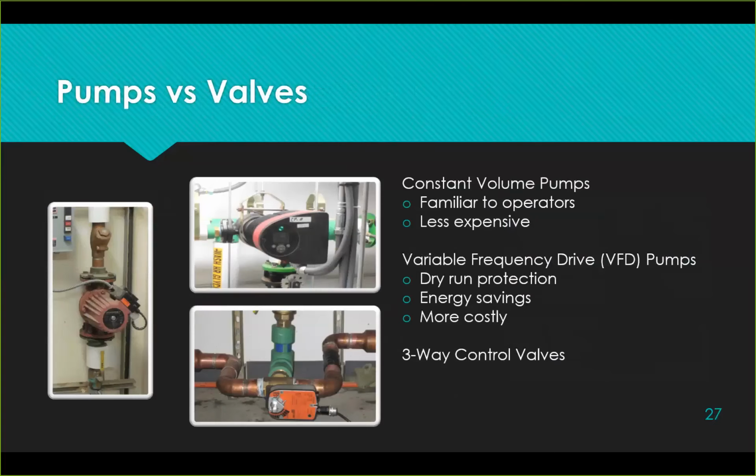So pumps versus valves. The other key point when you go back to that schematic we were looking at is that you have to have a way to control the heat recovery system, and we can do this through pumps and valves. Constant volume pumps are one option. They're familiar to operators. They're less expensive to purchase initially, and in some cases they're the right option, especially if there are additional pumps and spares available in the community.